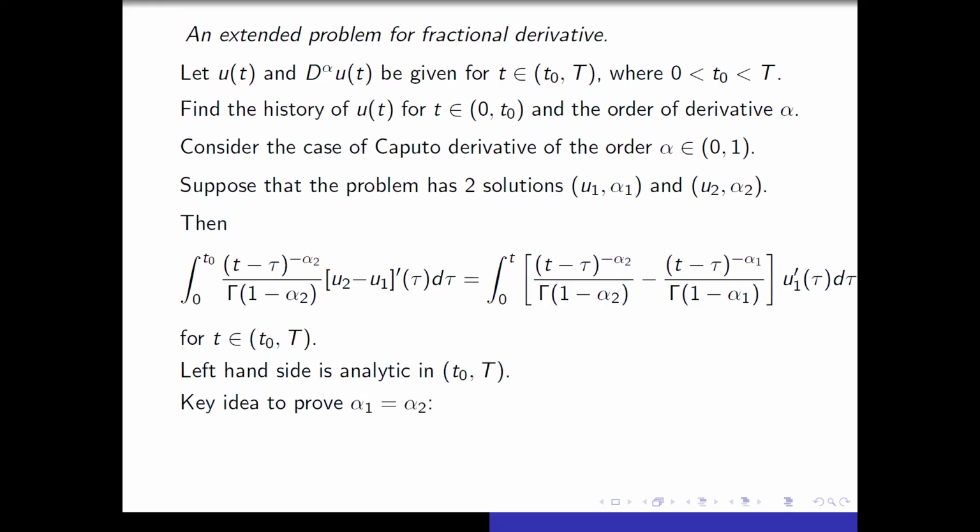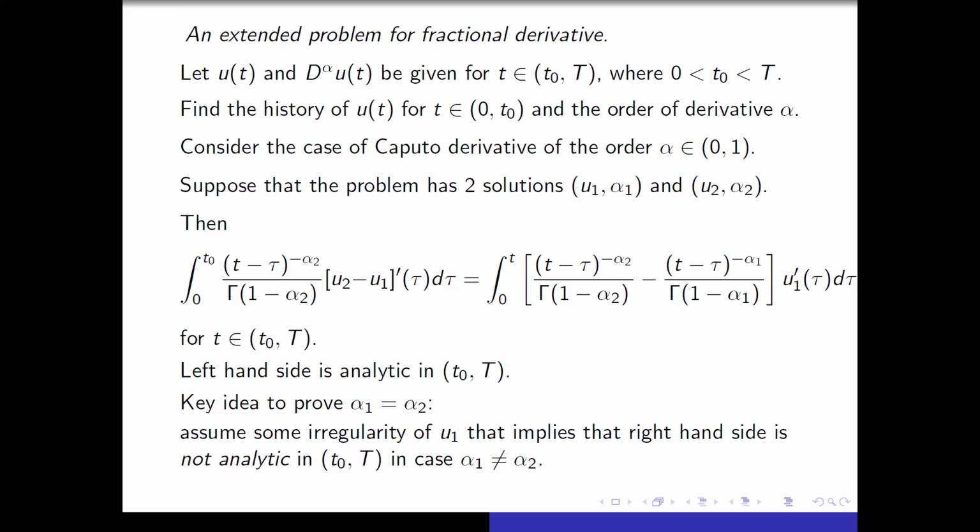What if we now suppose that alpha 1 is not equal to alpha 2? Then the right-hand side is non-zero, and this means that if we assume that u1, which is involved in this right-hand side, is a non-analytic function, then with such a function the principle guarantees that this integral is non-analytic. Then we have a contradiction, and easily you get that alpha 1 is equal to alpha 2.